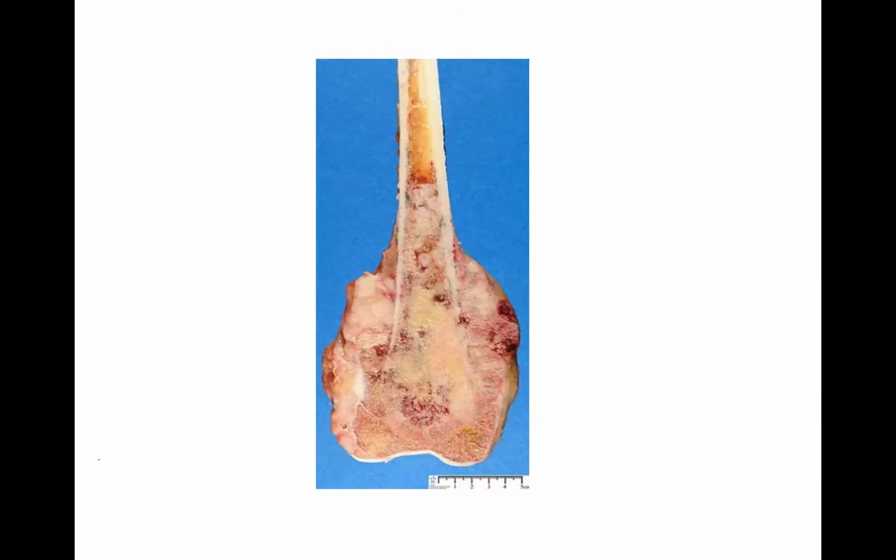What is the most appropriate treatment for this type of patient? Sir, the treatment would be neoadjuvant chemotherapy followed by limb salvage surgery, if possible, and then followed by adjuvant chemotherapy, sir.